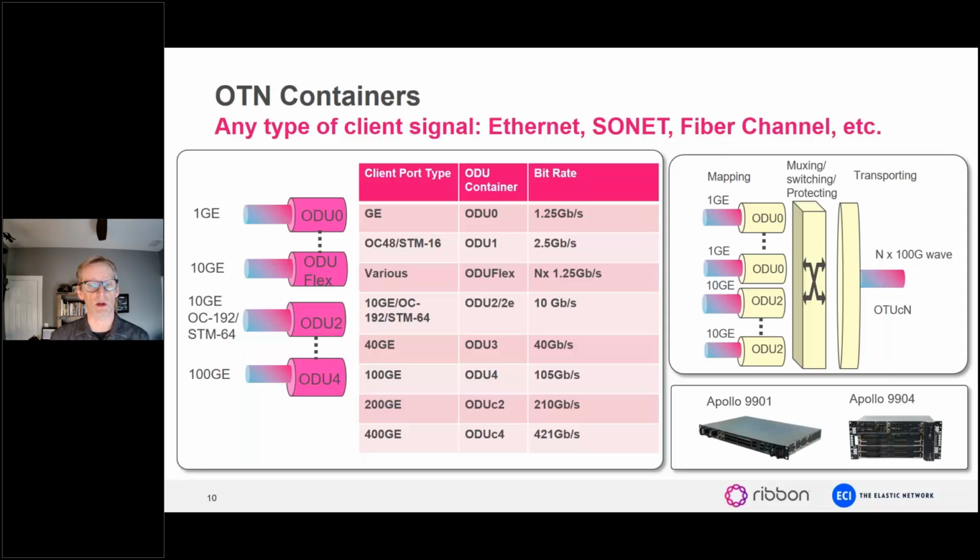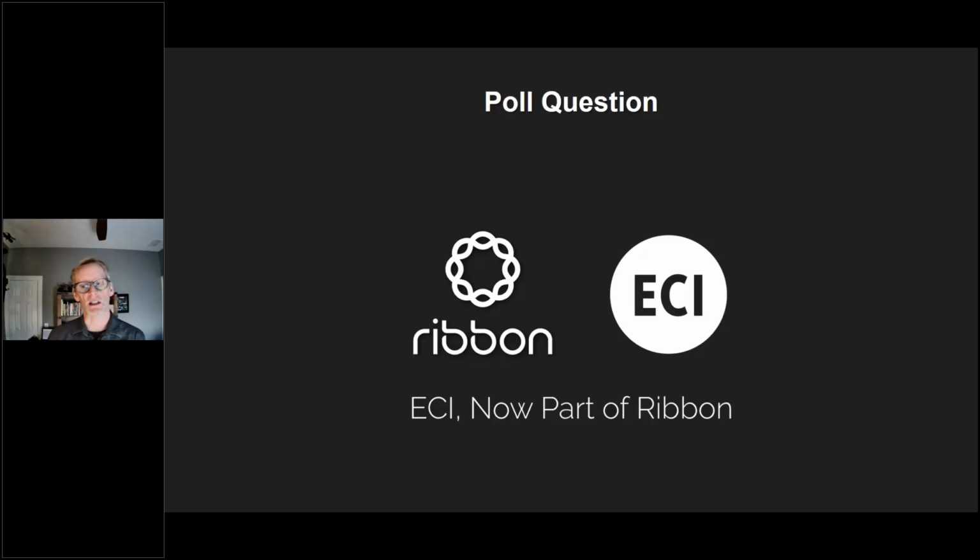We have a small platform called the Apollo 9901. OTN historically has been very, very large pieces of equipment. But like I said, we have big carrier features and small carrier packages. So we actually have a couple very small form factor OTN devices that a number of smaller operators use quite successfully, the Apollo 9901 and the Apollo 9904. And with that, that's kind of the electronic portion of an optical system. We'll talk about the line system and the management system coming up.